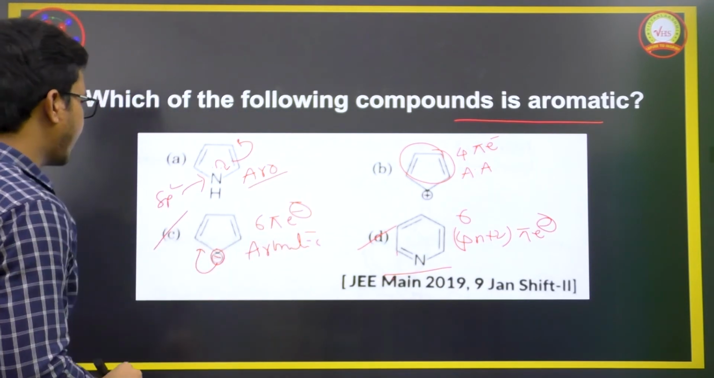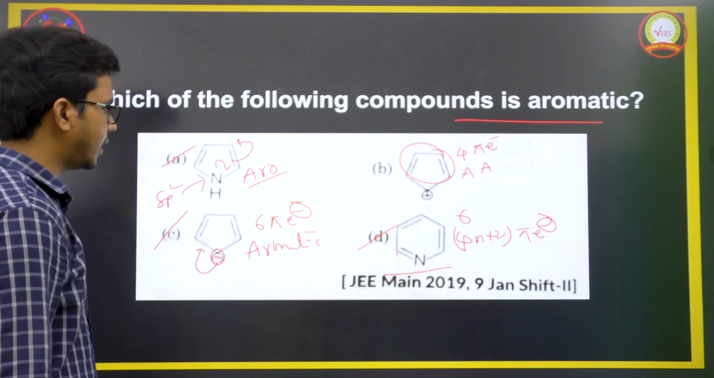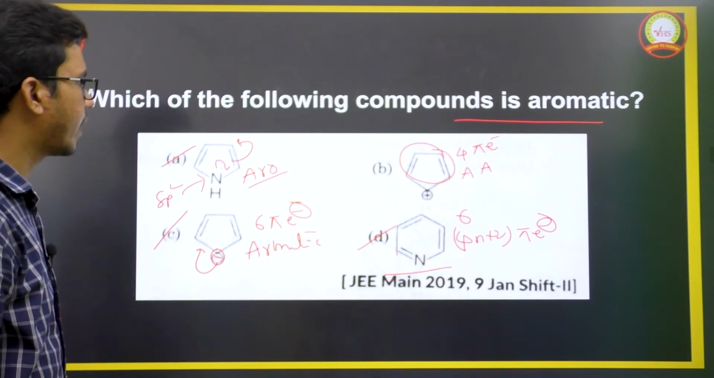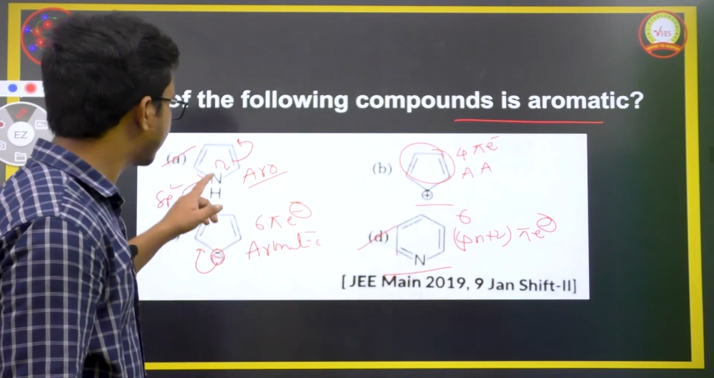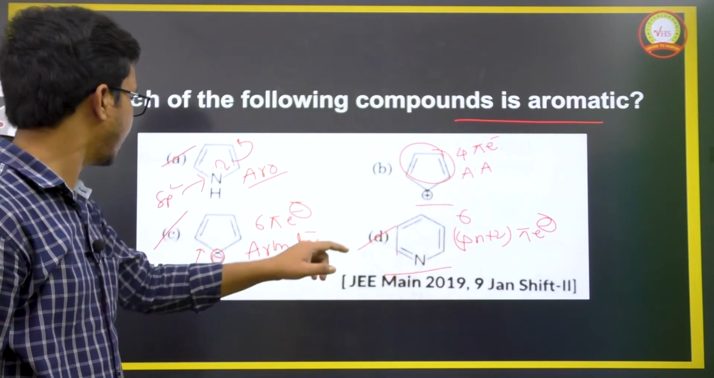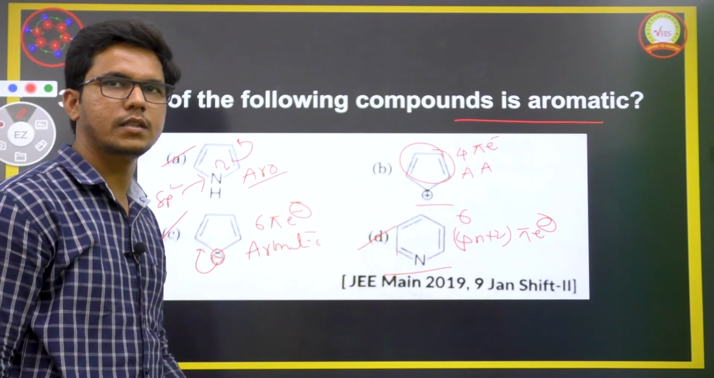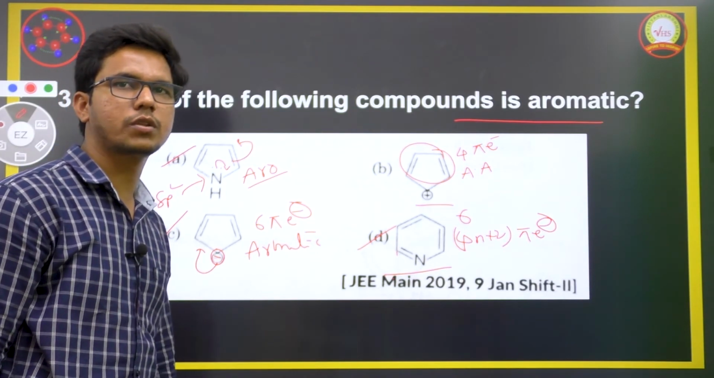The number of aromatic compounds in this one is A, C, B, D. Which of the following is anti-aromatic means what? What is the answer? B. But which of the following is aromatic means what? A, C, D is the answer. This is the question from JEE Mains 2019.